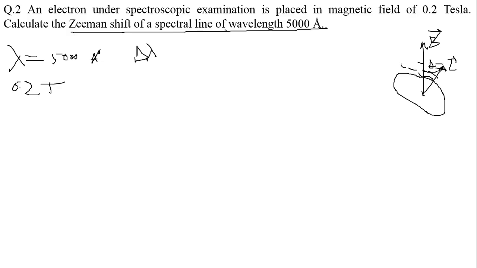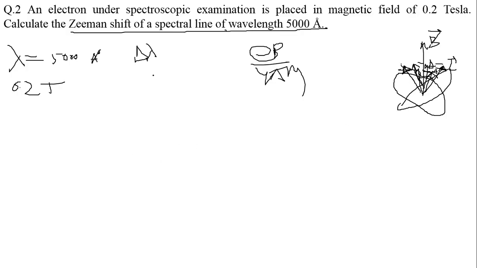It is a three-dimensional concept. If the orbit is like that, then the L vector will be perpendicular to the surface like this. So there will be a cone, and this precession is called a Larmor precession, and the frequency of this precession is given by eB by 4 pi m.